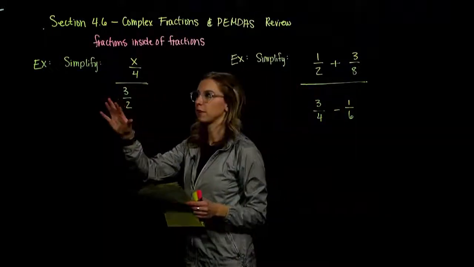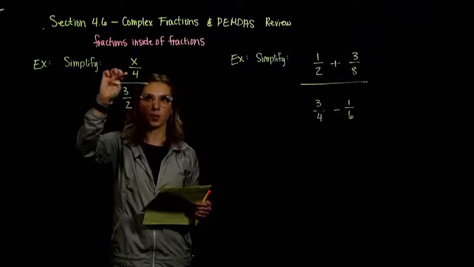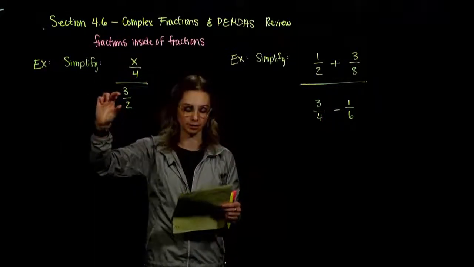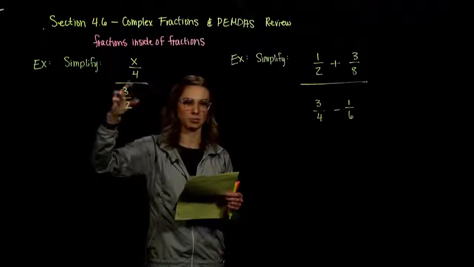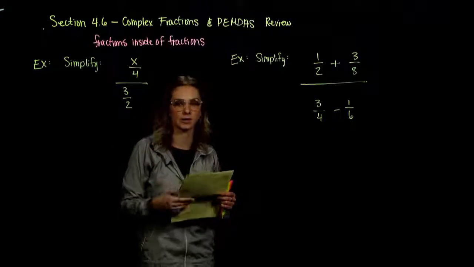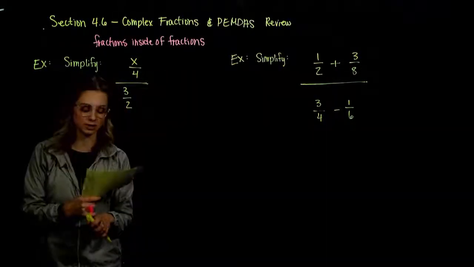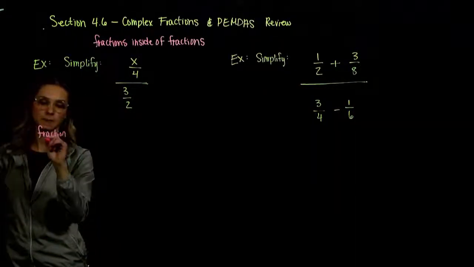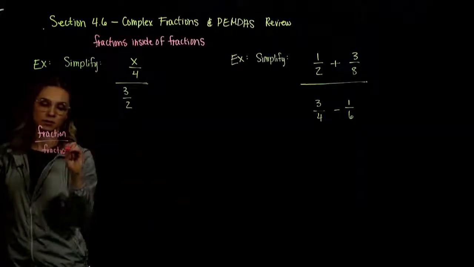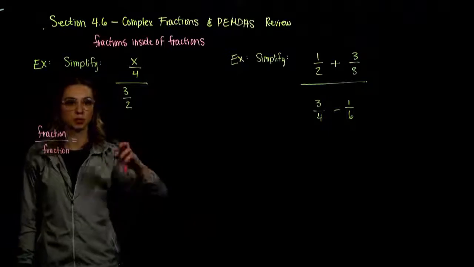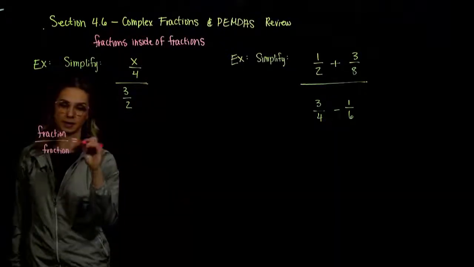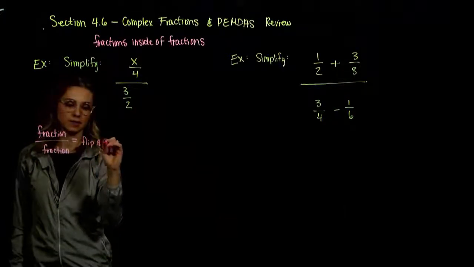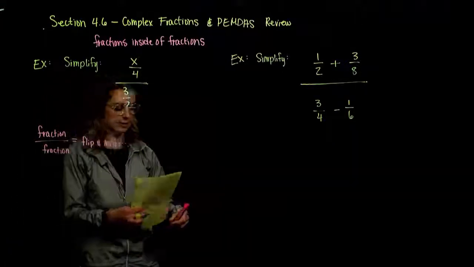In the first one, if I'm trying to simplify x over 4 divided by 3 over 2, when I've got a fraction divided by a fraction, we can always flip and multiply. We don't have to try to compute in our heads how many times 3 halves fits into this other fraction. Instead of dividing by a fraction, we can multiply by the reciprocal, if I flip it upside down. So if I've got a fraction divided by a fraction, all we're going to do is flip and multiply. So what does that mean?